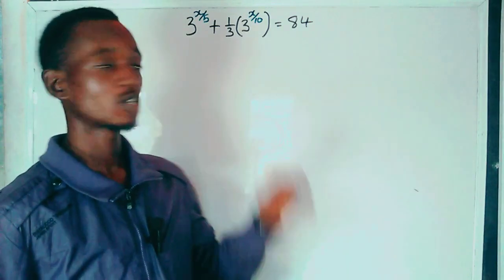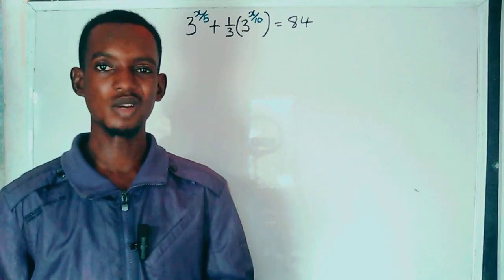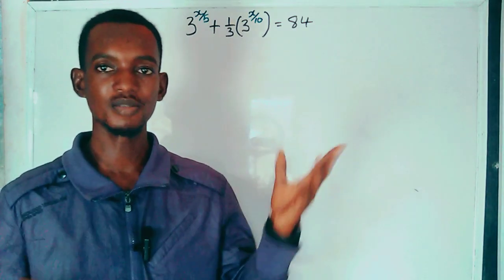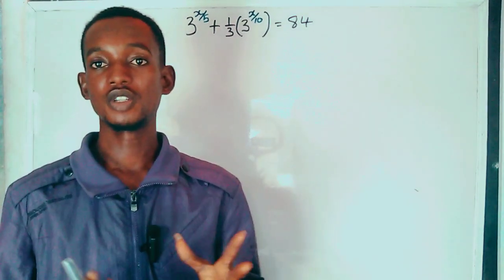Can you solve this exponential equation? Now, it is actually very, very simple. It might look kind of tricky, but it's very, very simple. How do we solve this? We are going to use the UniFiX strategy. What is the UniFiX strategy?